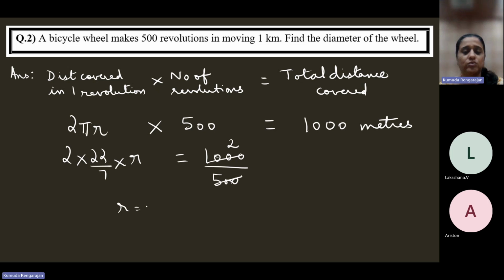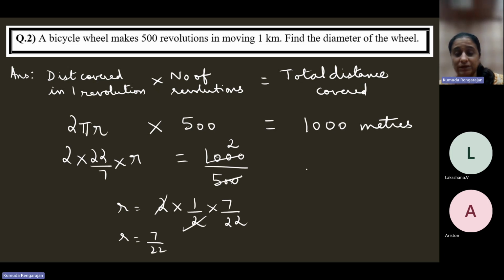So r is equal to 2, and the 2 becomes 1 by 2 and 22 by 7 becomes 7 by 22 on the other side. Now this 2 and 22 by 7 has to be transposed. So r is equal to 2 into 1 by 2 into 7 by 22, which cancels. So radius is equal to 7 by 22 meters.